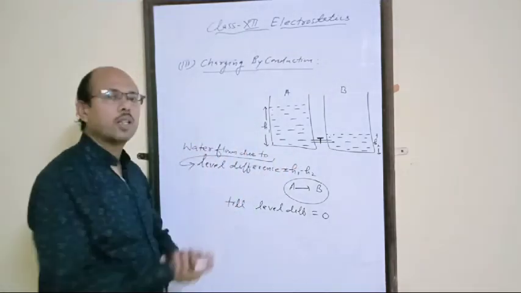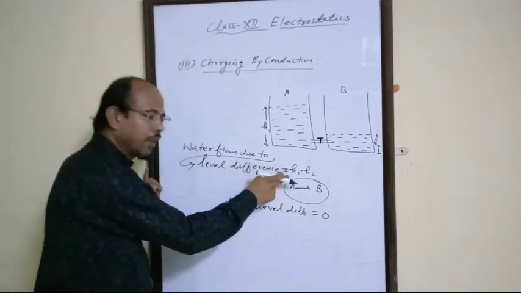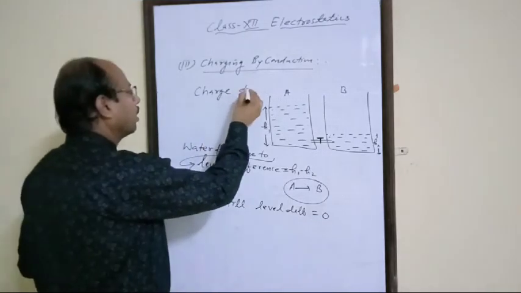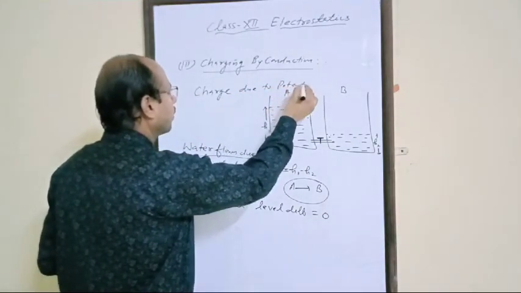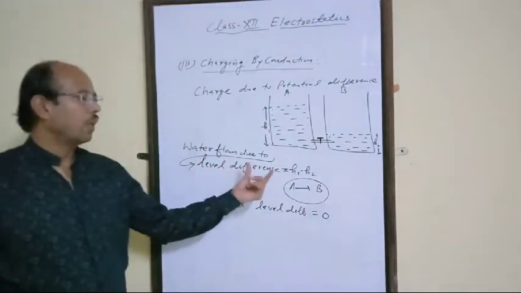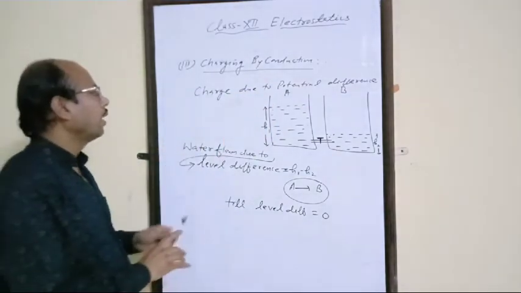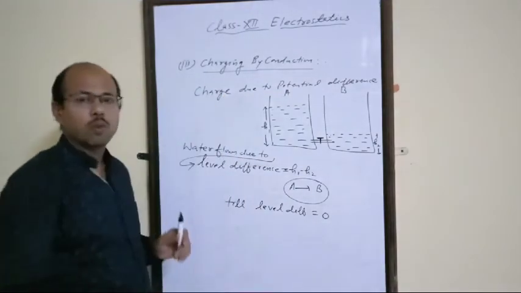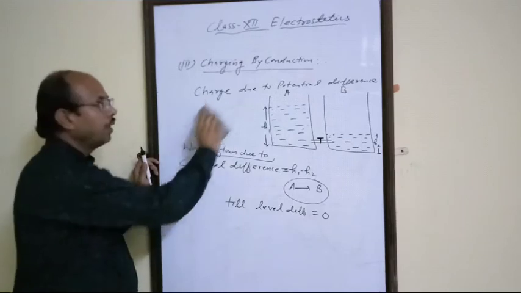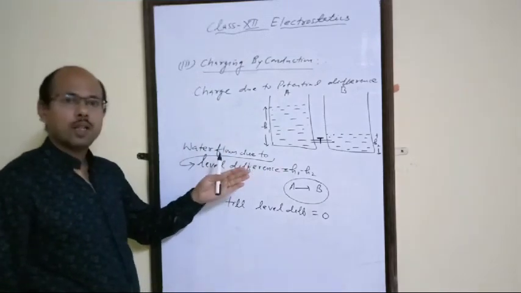Now the same concept we can use for the conductors. We have to change only one word. Water flows due to level difference, and now we can use the word charge: charge flows due to potential difference. Water flows due to level difference between 2 points, and charge flows due to potential difference between 2 points of a conductor. Whenever there is difference of potential, charge flows from higher potential to low potential. I think you are easily understanding. By the concept of this water flow, we can understand the flow of charges.